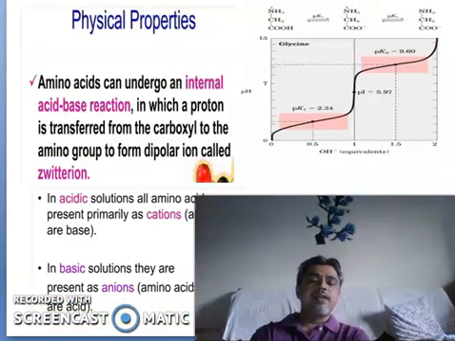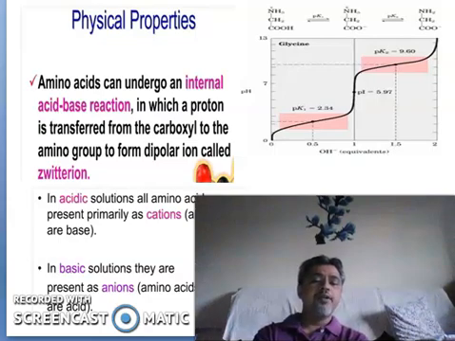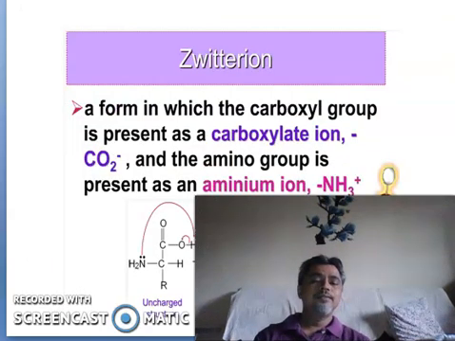Now in many examinations we are asked about the physical properties of amino acids. So you have to remember that amino acids can undergo both acid and base reactions, in which a proton is transferred from the carboxyl to the amino group to form a dipolar ion called a zwitterion. Zwitterion means having both charges on it. In acid solution, all amino acids are present primarily as cations, where the amino acid is a base. In basic solution, they are present as anions, where the amino acid is an acid. So this is all about the acids and bases.